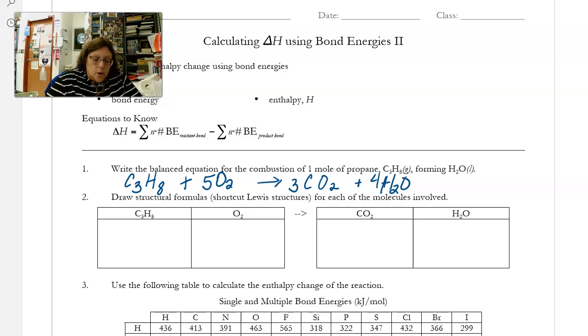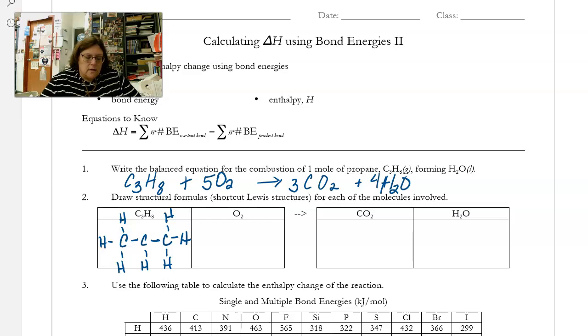We're going to draw propane. Propane is 3 carbons for the backbone, and then each carbon is attached to hydrogens. The end carbons are attached to 3 hydrogens, and the middle carbon is attached to 2 hydrogens. How do I know this? I took organic chemistry. You would probably be given this; you wouldn't be expected to draw that.